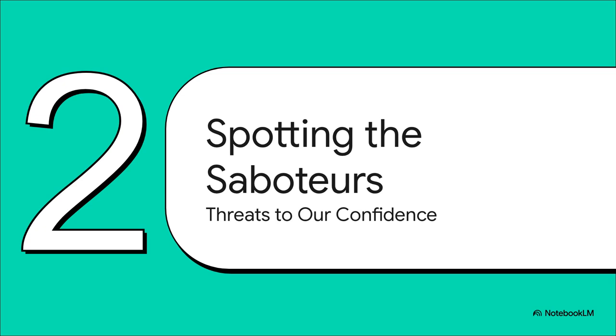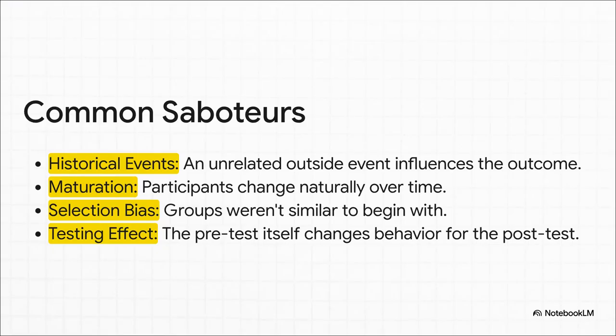Well, let's meet the saboteurs. These are the common culprits that can sneak into a study and totally undermine its validity, making it look like our program worked when it might not have had it all. Let's run through a few of the usual suspects. First up, historical events. That's our social media outage, something that happens out in the world that affects our results. Then you've got maturation. People just change over time. Maybe the teens in our study just naturally grew out of being on their phones so much.